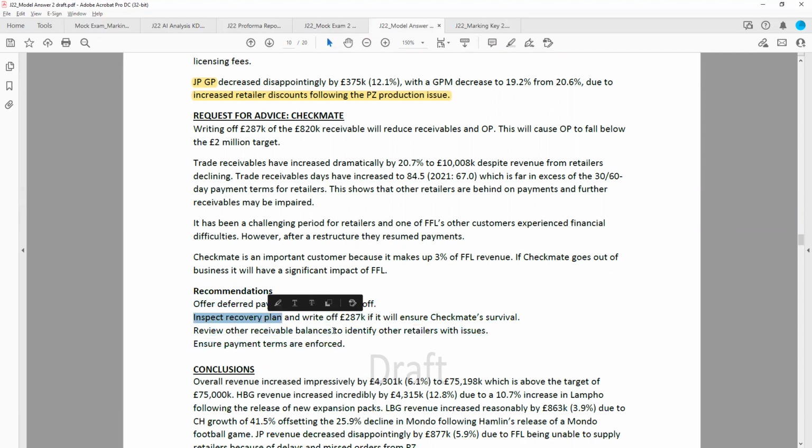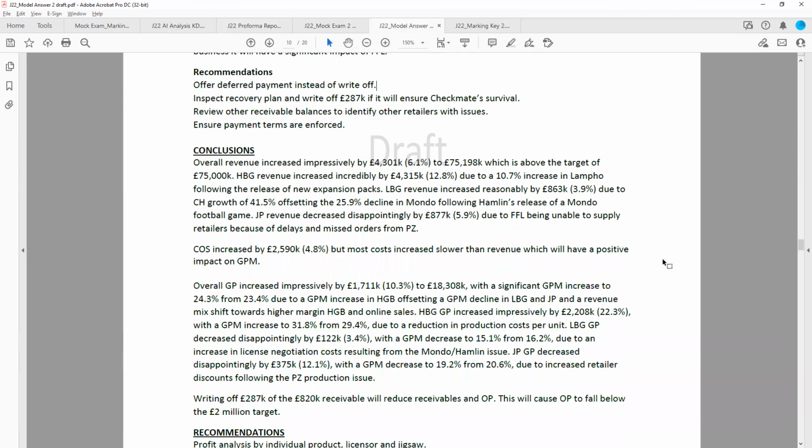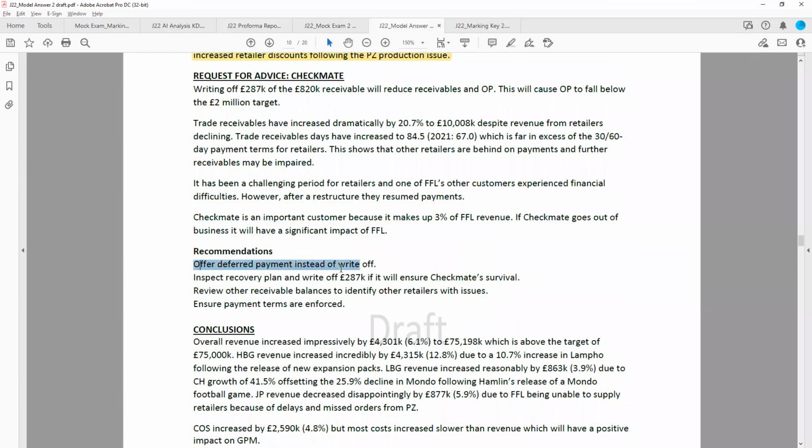So inspect the recovery plan, perhaps, and only write it off if they are actually going to survive. Review other receivables, enforce payment dates. Maybe offer a deferred payment rather than just writing it off. If they're going to return to profitability, maybe they'll be able to pay it in the future. So maybe a little bit of skepticism there about, does it actually need to be written off? Can't the payment just be deferred?